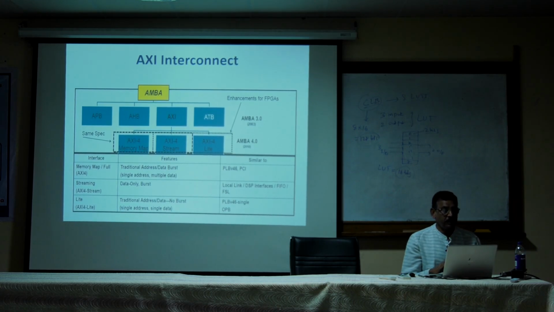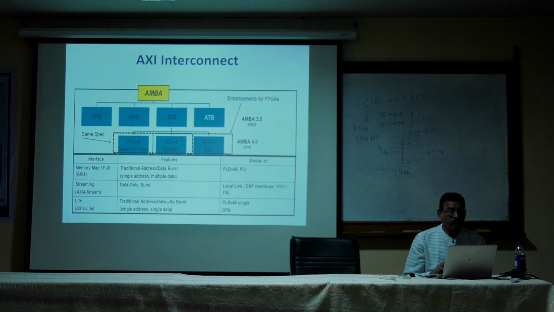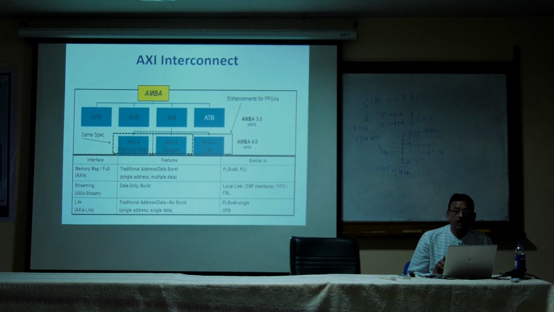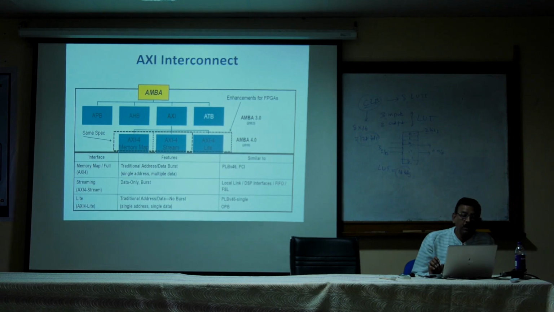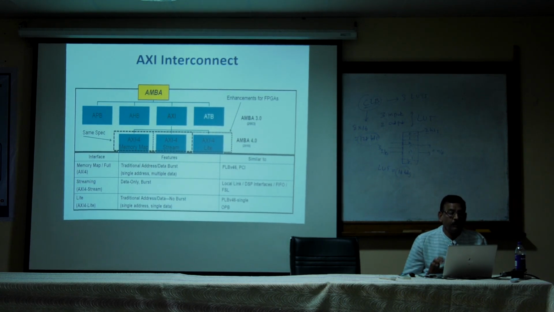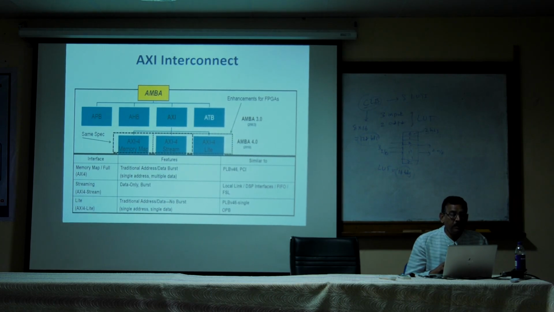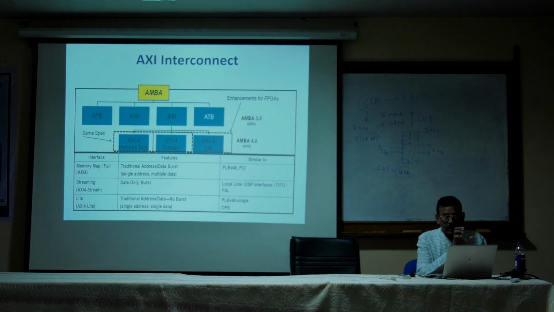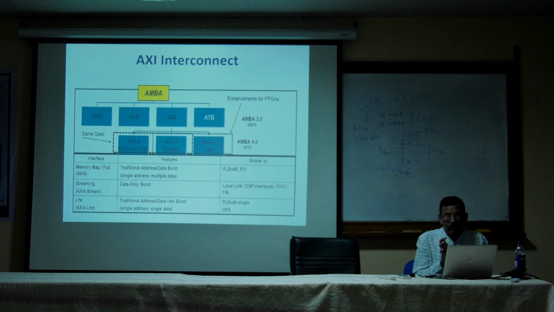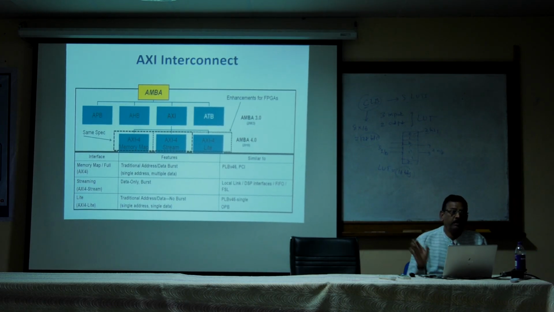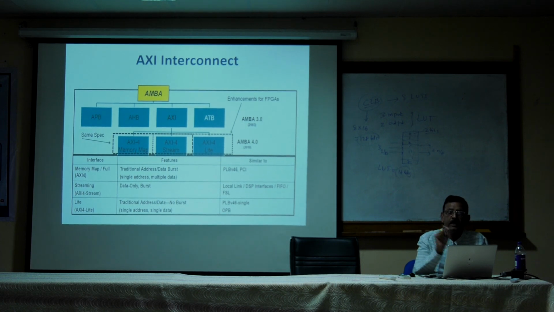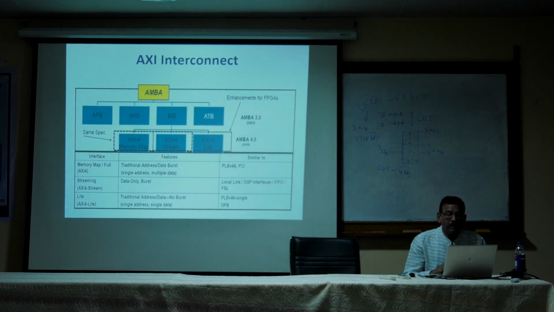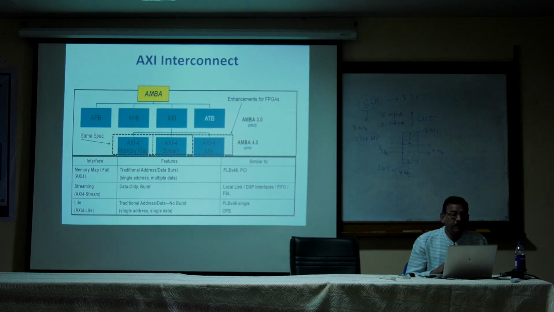Okay, so if you see the difference, AXI4 memory map is full, traditional address-data burst, single address, multiple data. If you want burst transfer operations, then you have to use the AXI4 memory map interface. Burst data means multiple data: with a single, same address, we can transmit multiple data. DMA transfers. This is similar to PLB v46 and PCI.